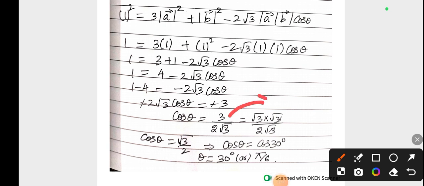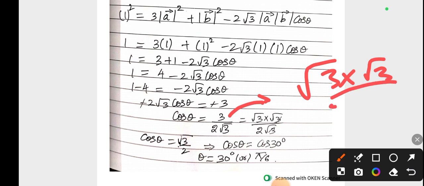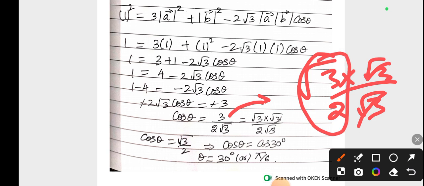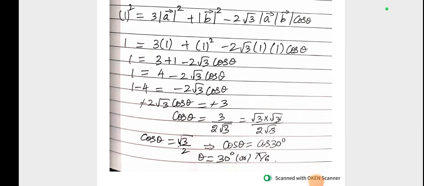We know 3 can be split into root 3 into root 3. Normal simplification, nothing more. Root 3 cancels, and root 3 by 2 will come, which is cos 30 degrees. So you can write the answer as 30 degrees or pi by 6. Is it clear? Check it. So with simplification we are getting it.